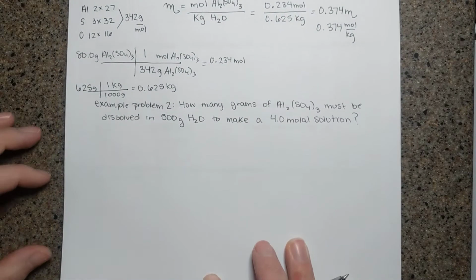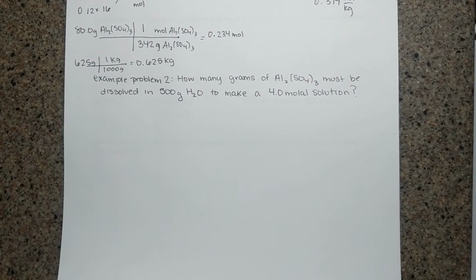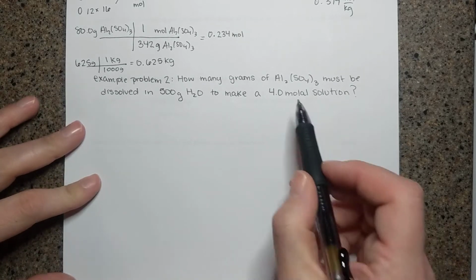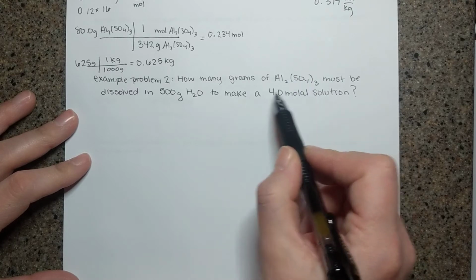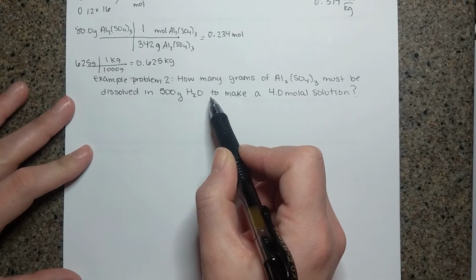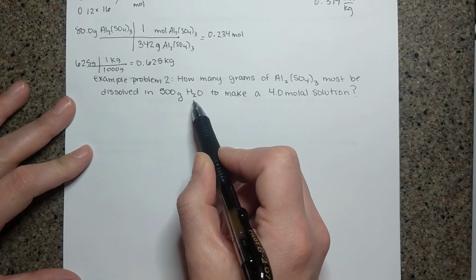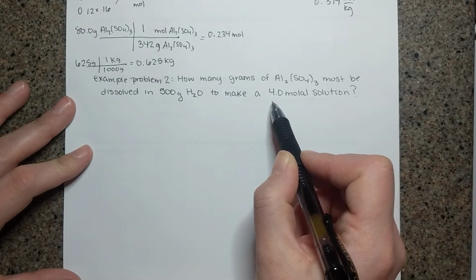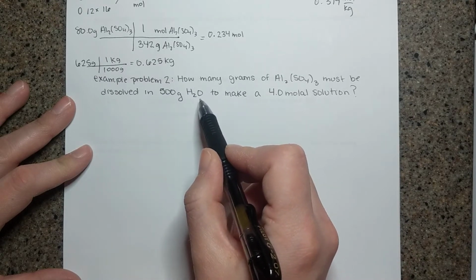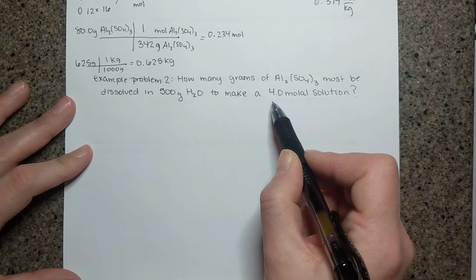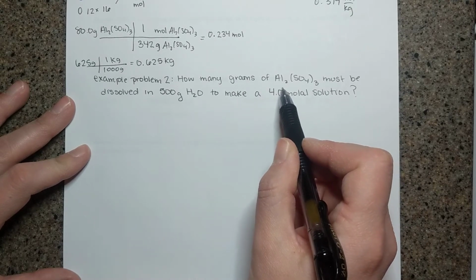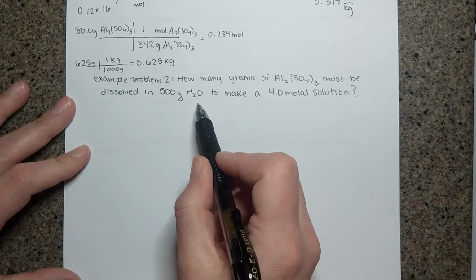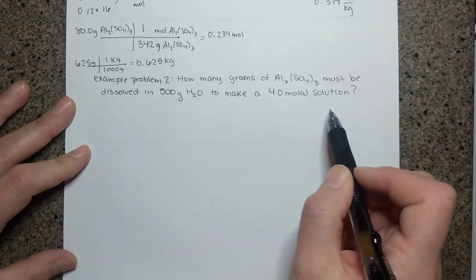Moving on to example problem 2. This is a more realistic problem because this is usually what happens in the lab. You're required to make a solution of a certain concentration by dissolving your grams of solute in so many grams of water. In this case, we want to make a 500 gram solution, or approximately 500 grams of water solution, that has a concentration of 4 molal. I want to know how many grams of my aluminum sulfate must be dissolved in 500 grams of water to make my 4.0 molal solution.